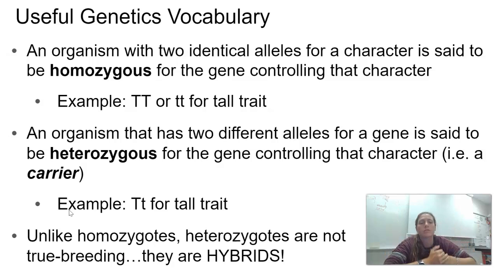Okay, so background information, useful information you learned in 7th and 9th grade. An organism has two identical types that is called homozygous. You can be homozygous dominant, you can be homozygous recessive. That's a capital T if you're homozygous dominant. That's a lowercase t if you are homozygous recessive.